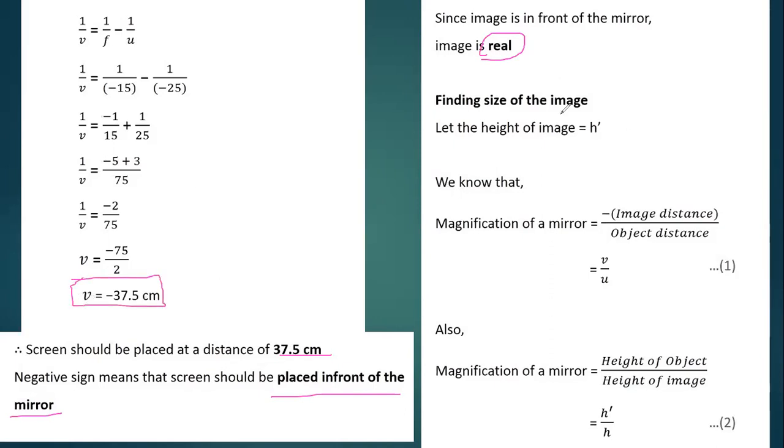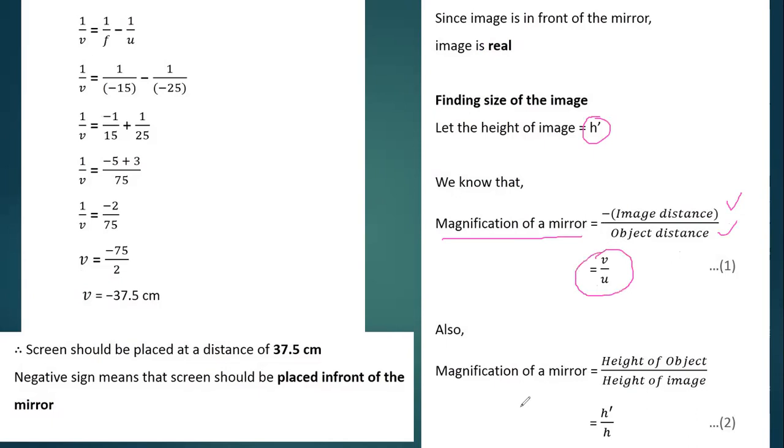Now how to find the size of the image? Size of the image means height, you know. So let me take the height of the image as h. So what is the thing that I know? Magnification of a mirror is nothing but image distance by object distance, that is nothing but v by u. Also, magnification of a mirror is height of the image by height of the object.